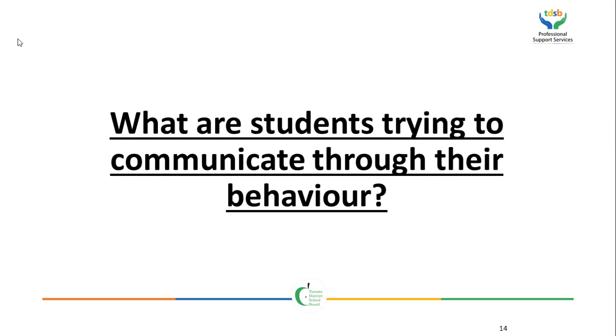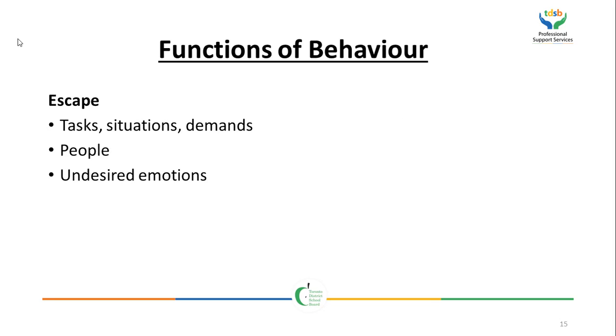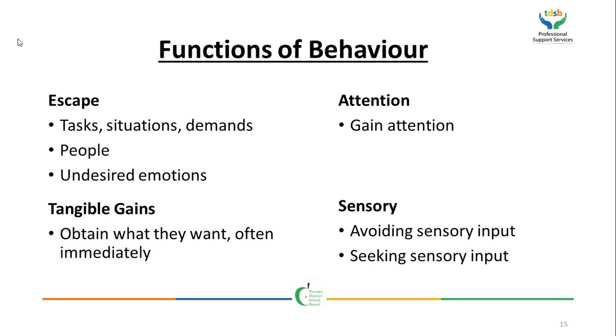Now let's talk about what exactly students are trying to communicate through their behavior. Behavior can have many functions, which can be broadly categorized into the acronym EATS. This was developed by the website Teaching Tolerance at tolerance.org, which provides resources to parents and educators to promote civil and inclusive classrooms. EATS stands for escape, attention, tangible gains, and sensory. Take a minute to read the points beneath each of these functions.